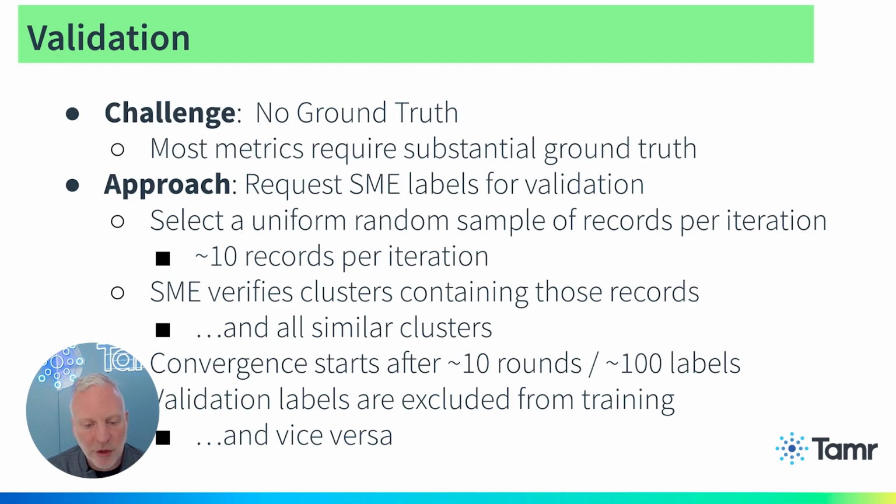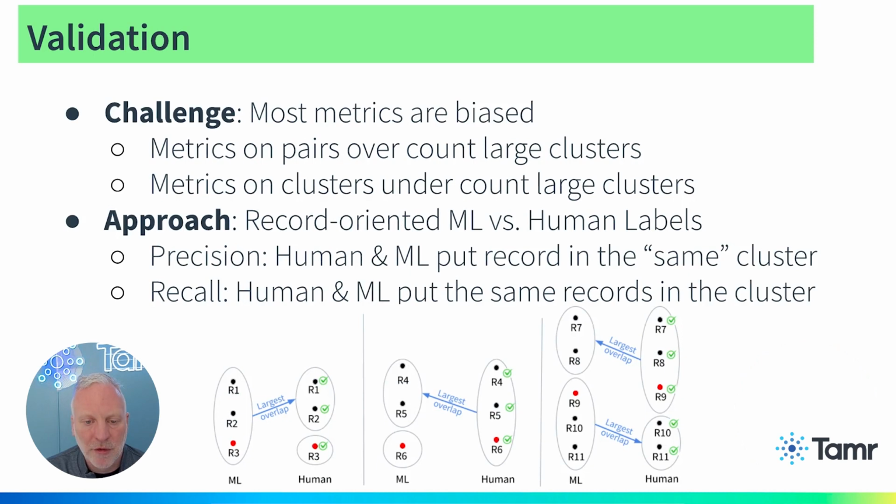And note that validation labels are excluded from training, and training labels are excluded from validation in order to eliminate bias. Now, what metrics are we going to compute? One of the challenges here is that most metrics are biased. Metrics on pairs overcount large clusters. You've got the k-squared inside the cluster. So large clusters generate a lot of pairs, and they tend to dominate estimated metrics.